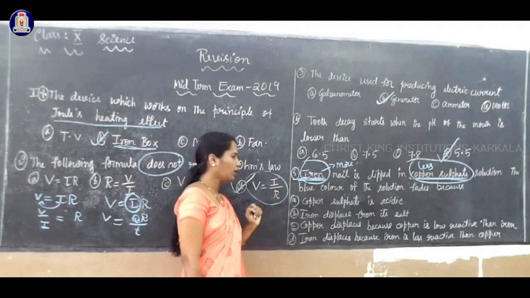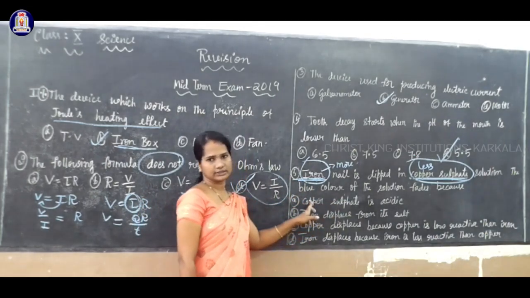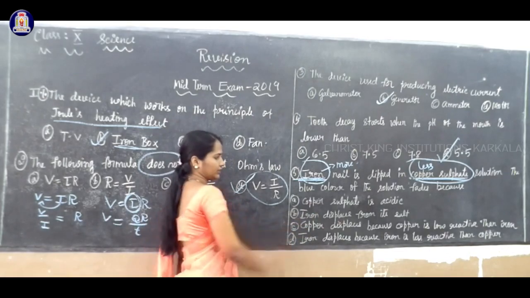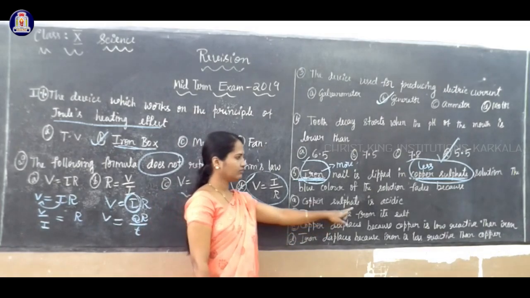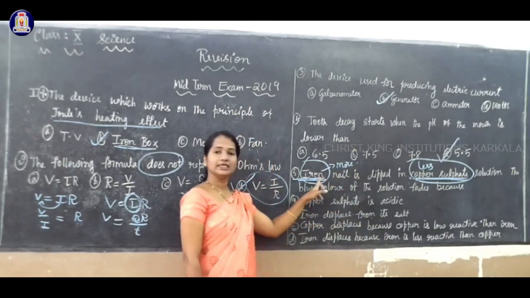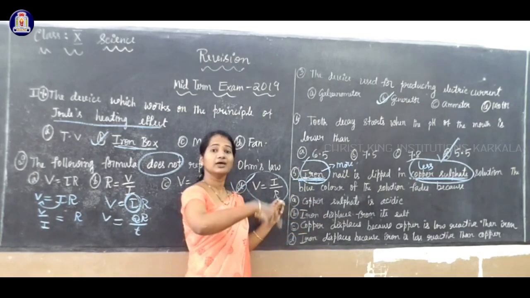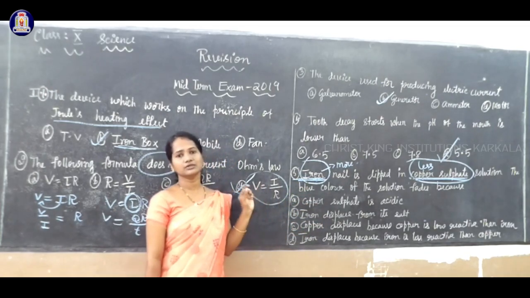So we'll see the options. First one, copper sulfate is acidic. No, this is the wrong option. Second one, iron displaces from its salt. Iron is not displacing from its own salt, but from the salt of the less reactive metal.